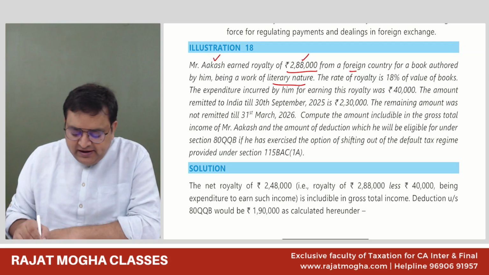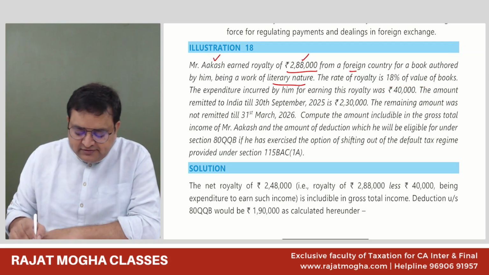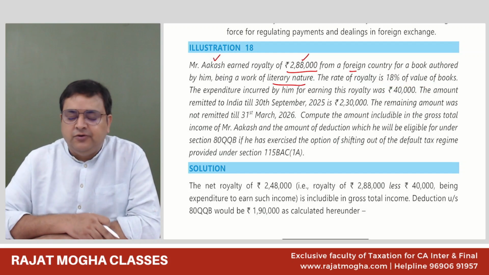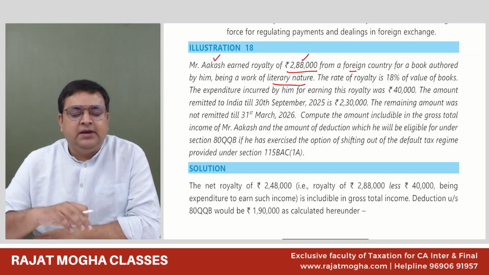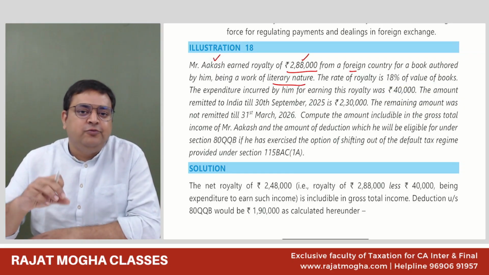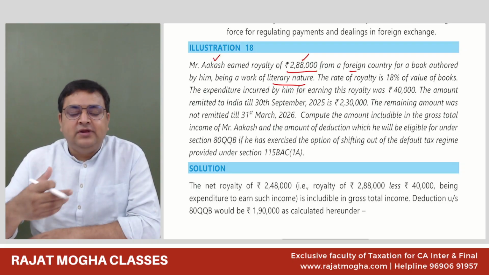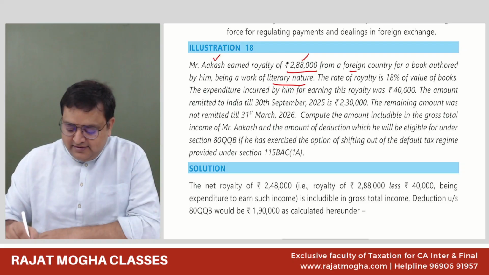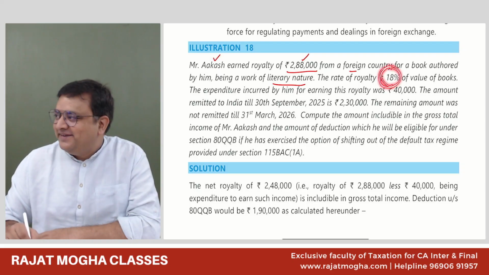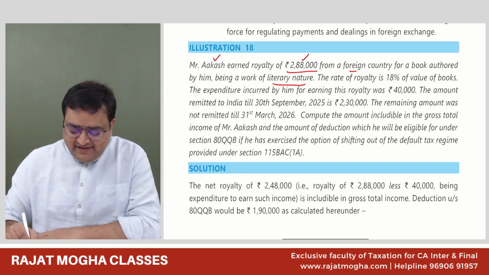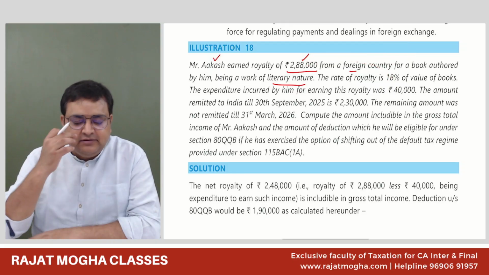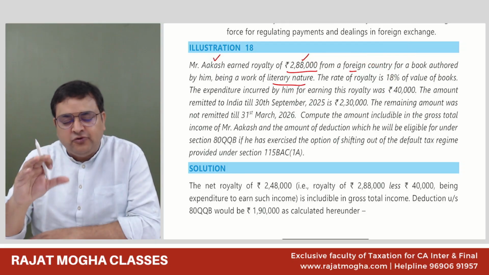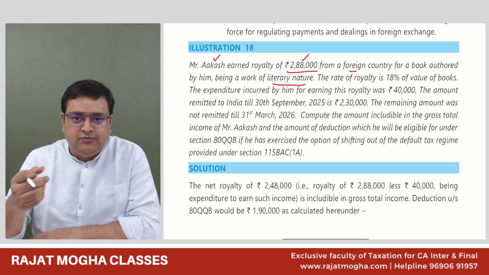The rate of royalty is 18% of the value of the books. So this will become your PGBP income, but while giving 80QQB deduction, we don't take more than how much percent? Do you remember, guys? Try. 15%. We don't take more than 15%. So it is actually 18%. So the maximum deduction in 80QQB is 3 lakh rupees or 15% of the value of the books, right?